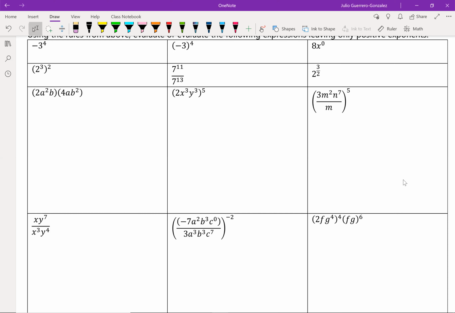On the first row, or the first and the second ones, are those the same, like you're doing the same thing? Yep. Or does the parentheses change it? The parentheses do change it.